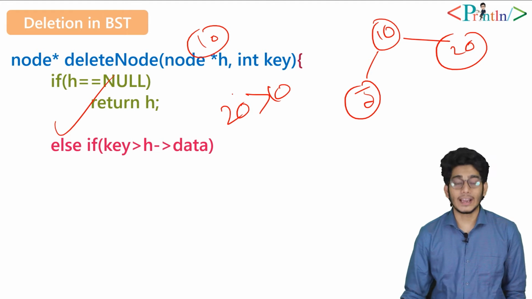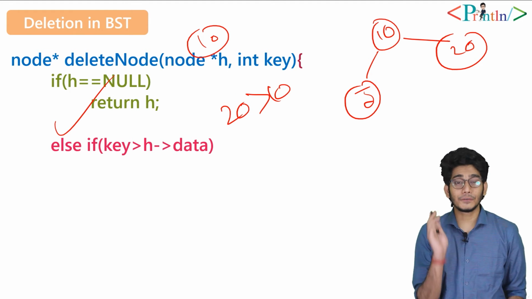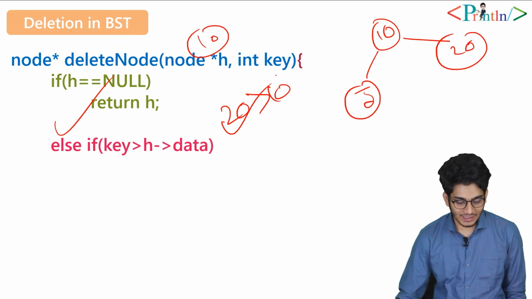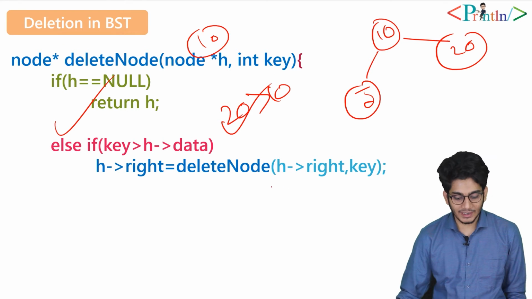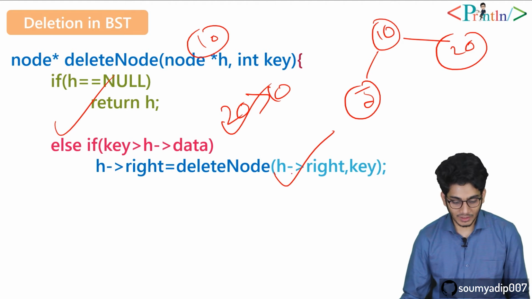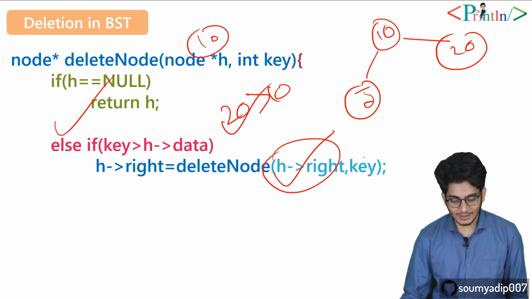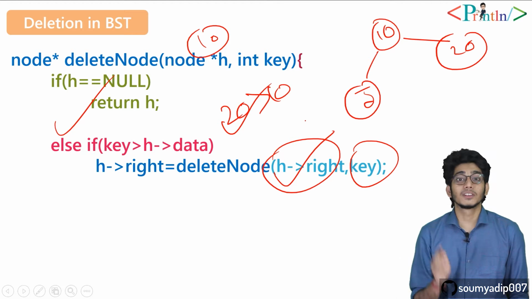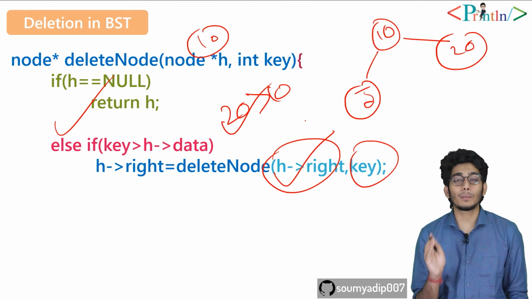20 is greater than 10, right? The key is greater than 10. So what we'll do is simply go to the right subtree of 10. We'll pass h right and we'll pass the key. So this is how we can check the property of a BST.